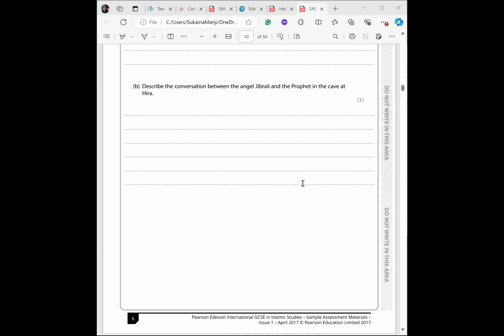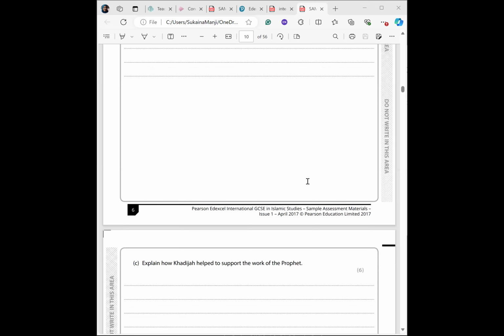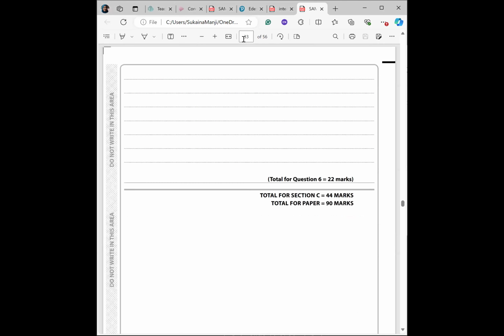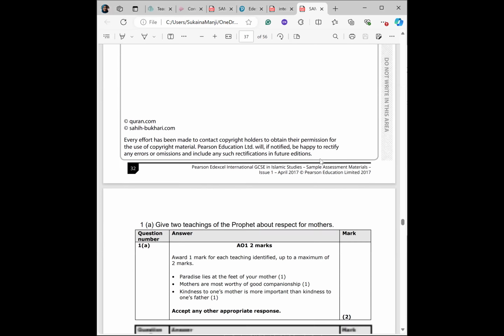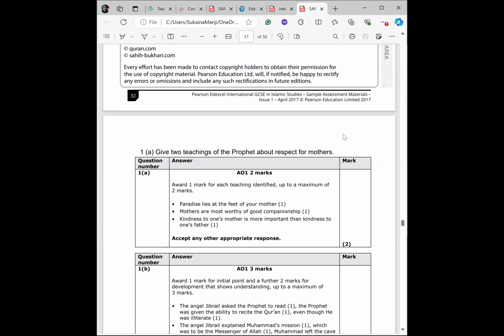Should be able to see the sample assessment material now on screen. So if I move on to pages 33 to 35, now here you can see in terms of point-based questions. So for example, question 1A was asking for 2 teachings of the Prophet in respecting mothers. Samples are given here for the examiner, and obviously they can also accept any appropriate responses. The mark that can be awarded is 2 marks.